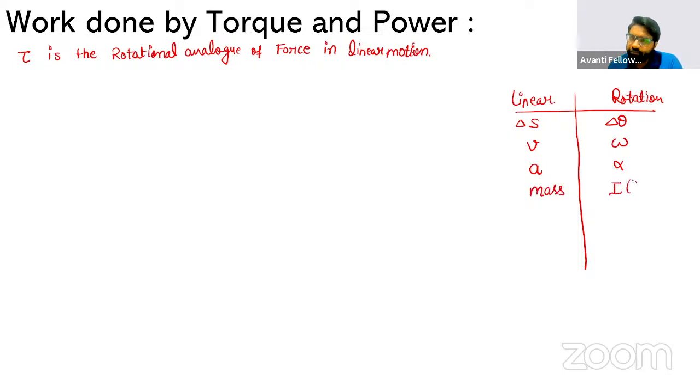I is the moment of inertia. I told you about moment of inertia. Then if you talk about force, the rotational analog of force is torque only. Now what is left, kinetic energy. Linear kinetic energy, and here you get rotational kinetic energy. Clear. So these are some terms whose rotational analogs are mentioned: delta theta, omega, alpha, I, tau.